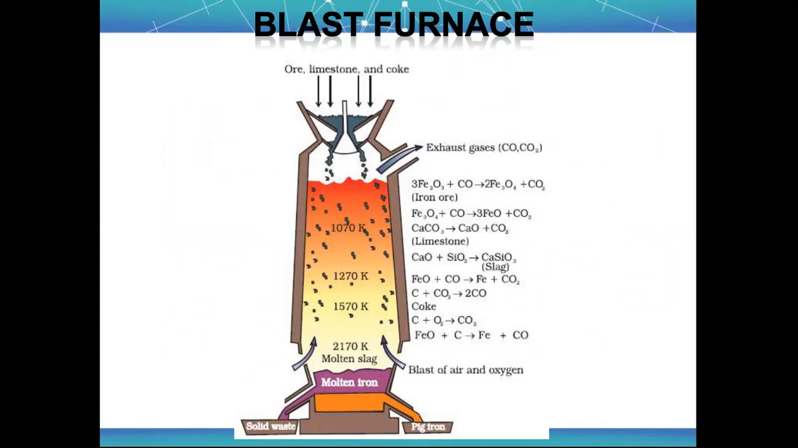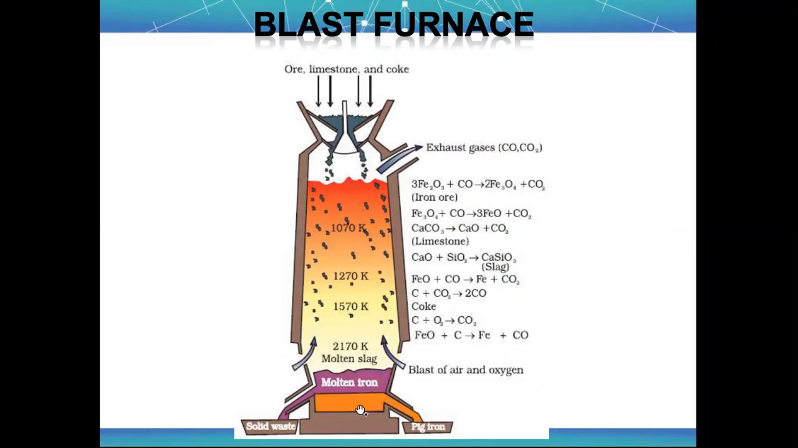So as you can see in the diagram, there is a temperature range. First is 1070 Kelvin. When we go down, it is 1270 Kelvin. When we go down, it is 1570 Kelvin. And when we get to the bottom, because of the hot air, the temperature is 2170 Kelvin. And this is the molten iron.